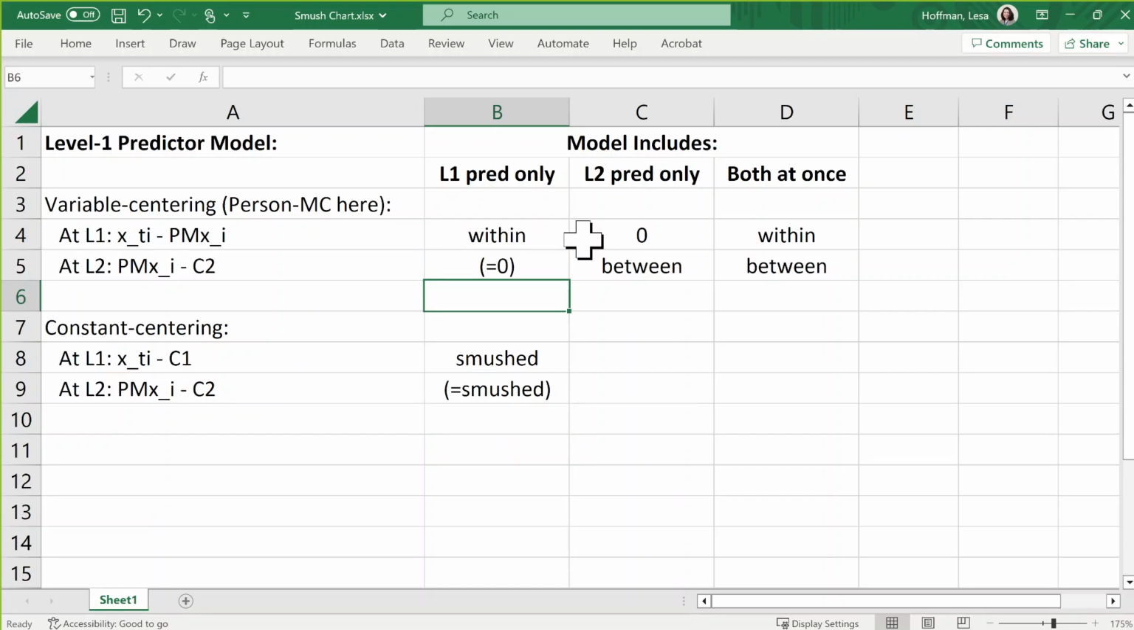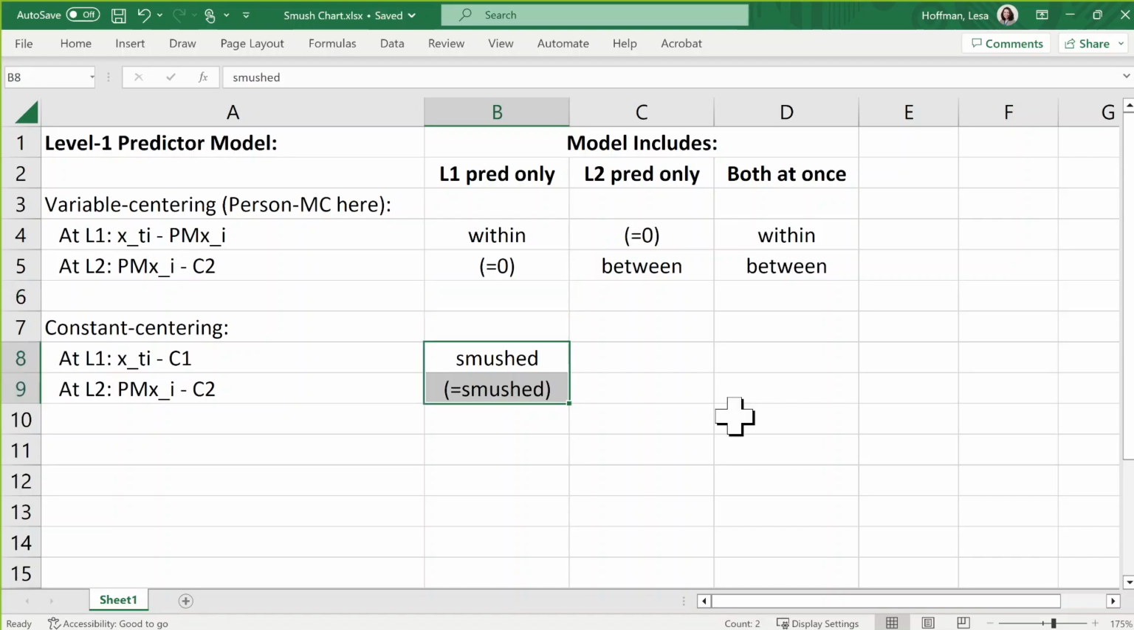Okay. So yeah, that is what a smushed effect means, is that if you put it only in level 1, you are assuming that the level 2 effect is the same, even though it's not in the model. The one variable is trying to do the work of 2 predictors simultaneously with 1 slope.